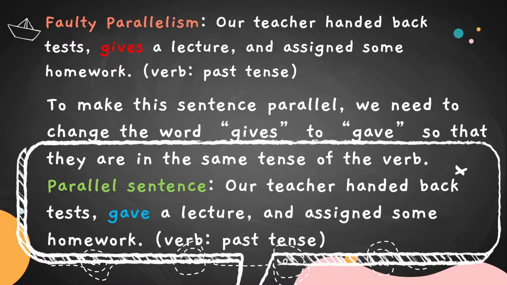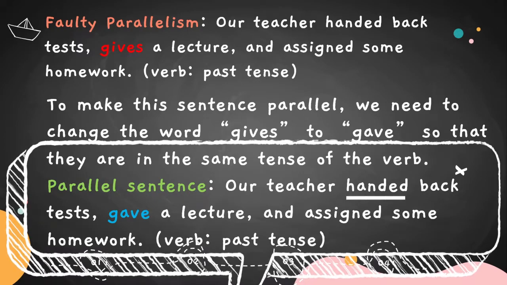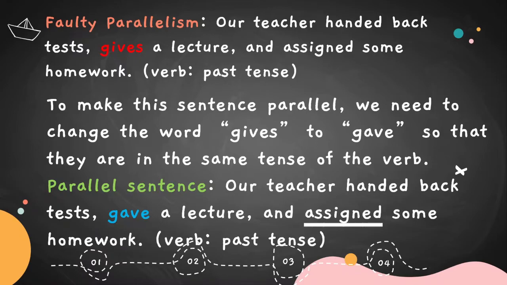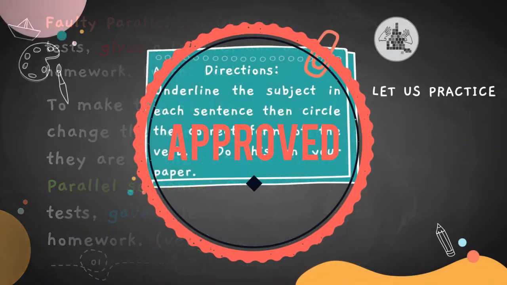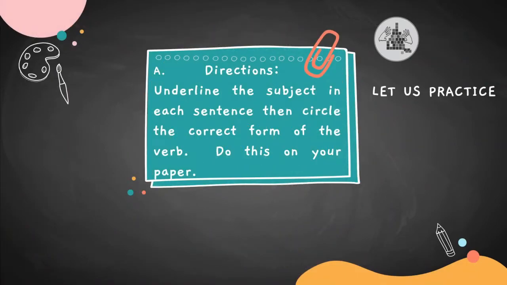And let's have the parallel sentence now. Our teacher handed back tests, gave a lecture, and assigned some homework. All the verbs used in this sentence are in the past tense, or in the simple past tense. So this is now parallel, or correct. I hope you remember. Next, let's have this practice because I believe that discussion was simple but comprehensible.